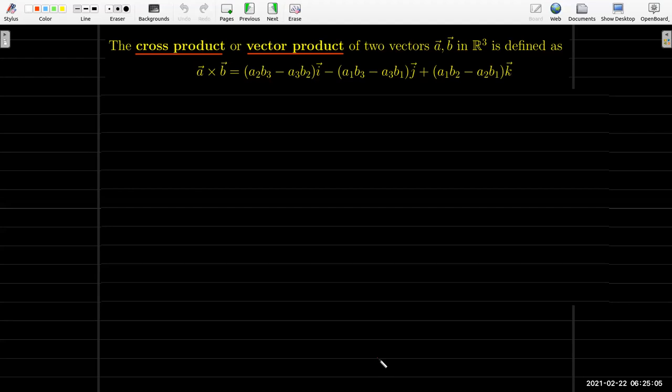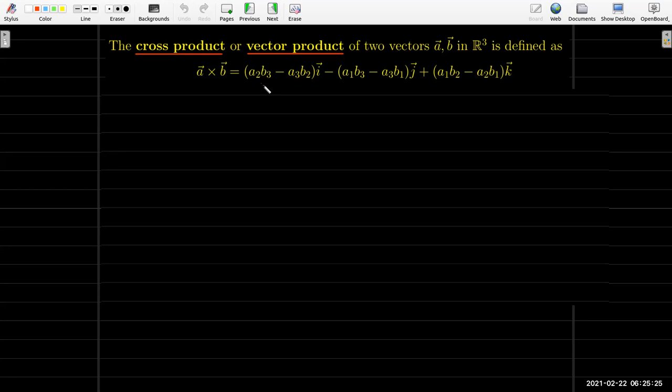So now we have the definition of our cross product or vector product. So we refer to the dot product as the scalar product because it produces a scalar. We refer to the cross product as a vector product, because it produces a vector.